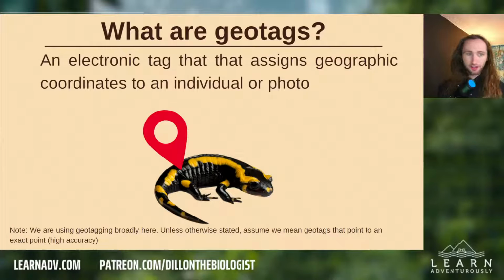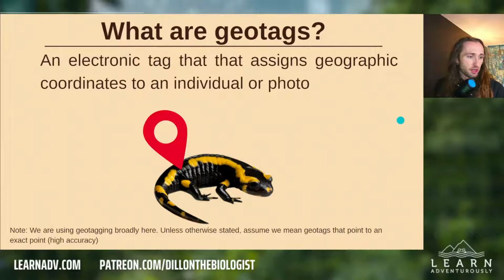The broadest definition is an electronic tag that assigns geographic coordinates to an individual or a photo. Just for note, geotagging is used imprecisely through different audiences, through different people. So what we're referring to here are going to be exact geotags, an exact GPS coordinate saying this individual was found at this exact point, or this picture was taken at this precise location. So let's break this down.